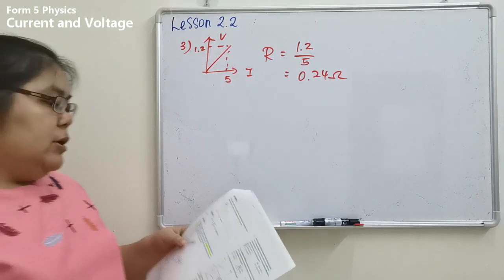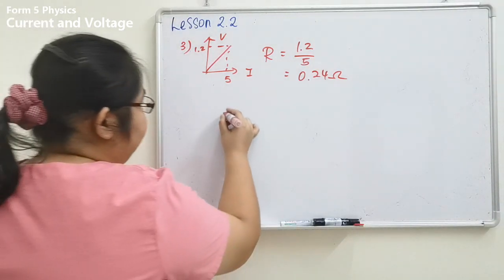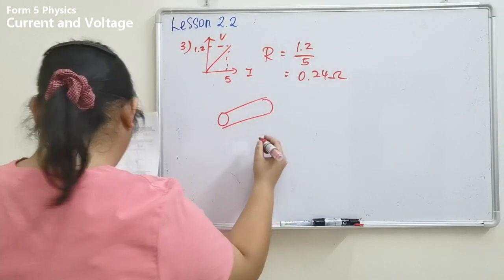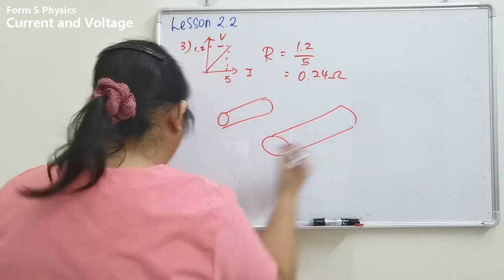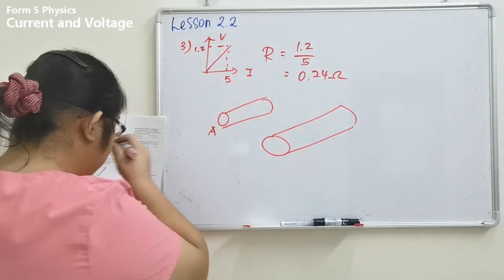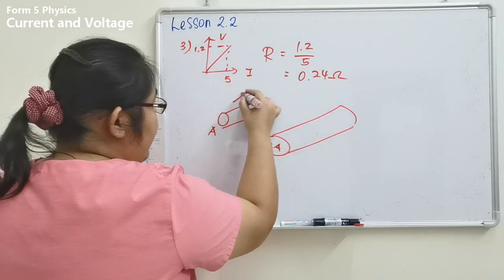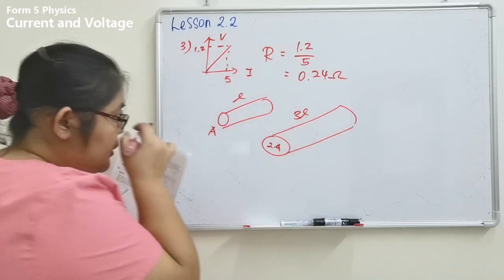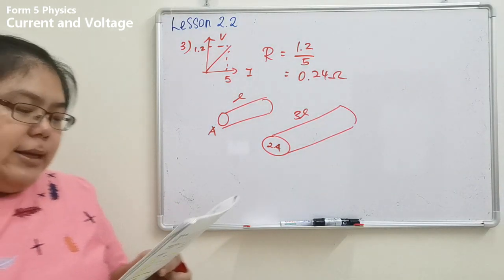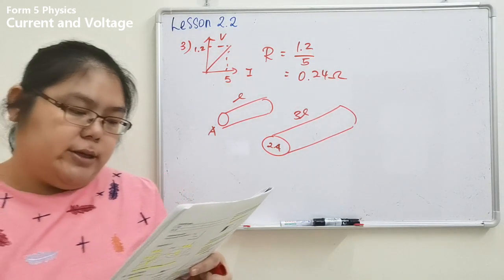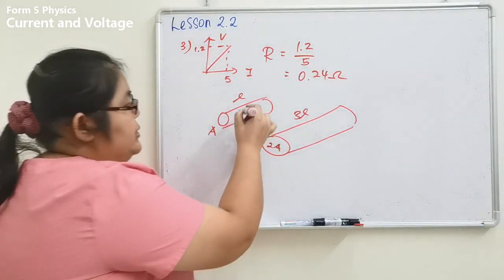Okay, then we go to question 4. They show you 2 diagrams, 2 wires. One is a longer wire, one is a shorter one. This one has area A, this one should be 2A. This one has length L, this one is 3L. Then they say the figure shows wire P of length L, cross-sectional area A, and resistance R.